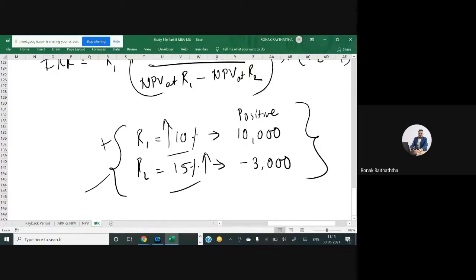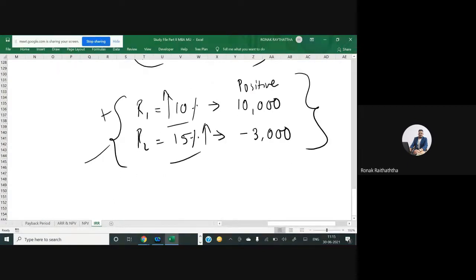It can also be an MCQ that if you increase the discounting rate, whether the NPV will increase or decrease. So NPV will definitely decrease if you increase your discounting rate. So I can at least establish from this that my actual rate of return is falling somewhere between 10 to 15%.